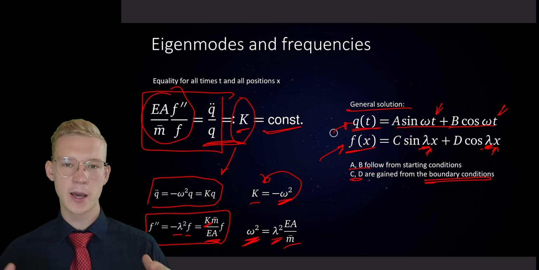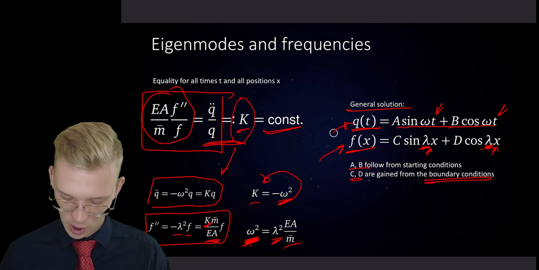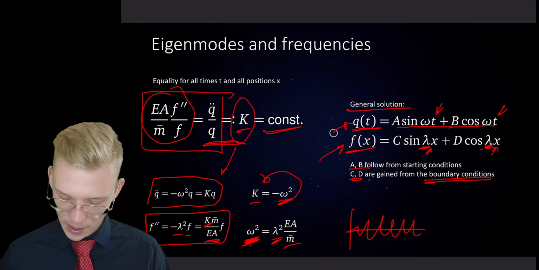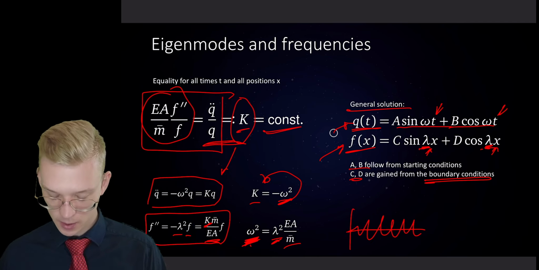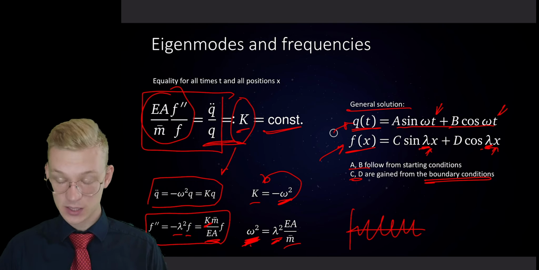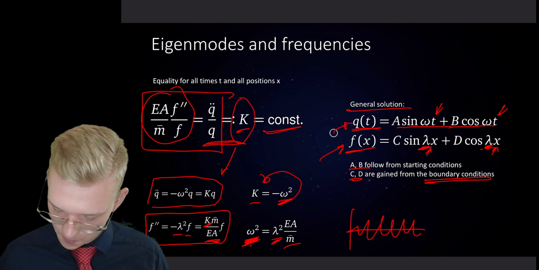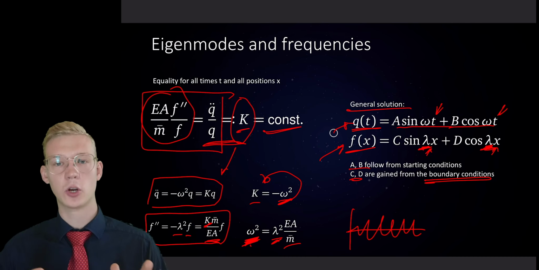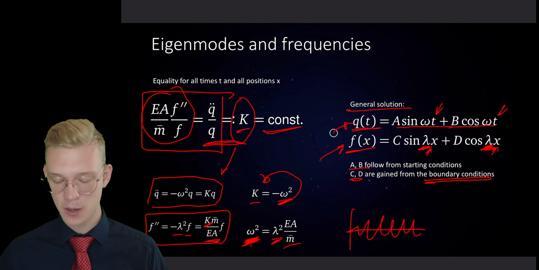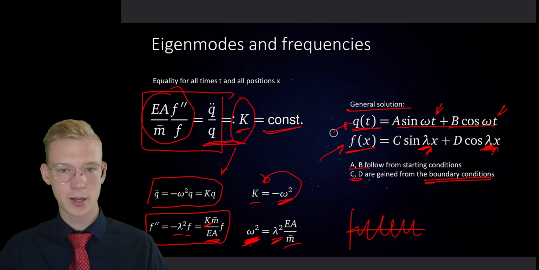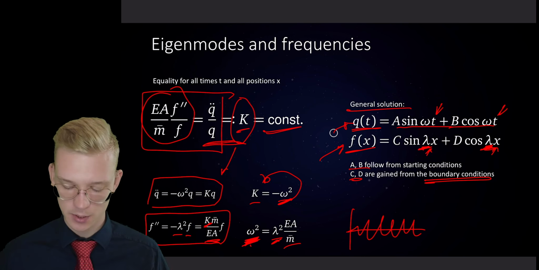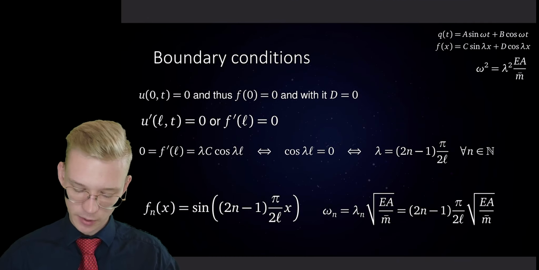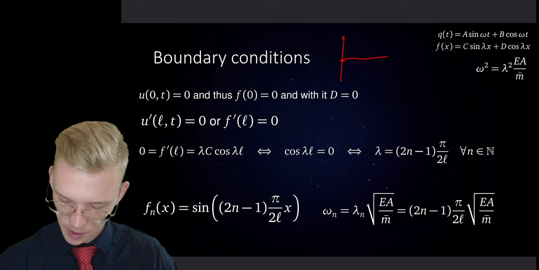This means that the faster we vibrate, so this is omega squared, the more waviness we will have in our space function, because the lambda is determining the waviness in space. So the faster we vibrate, the more complex our shape is. So now, starting from the boundary condition, let's draw our system again.